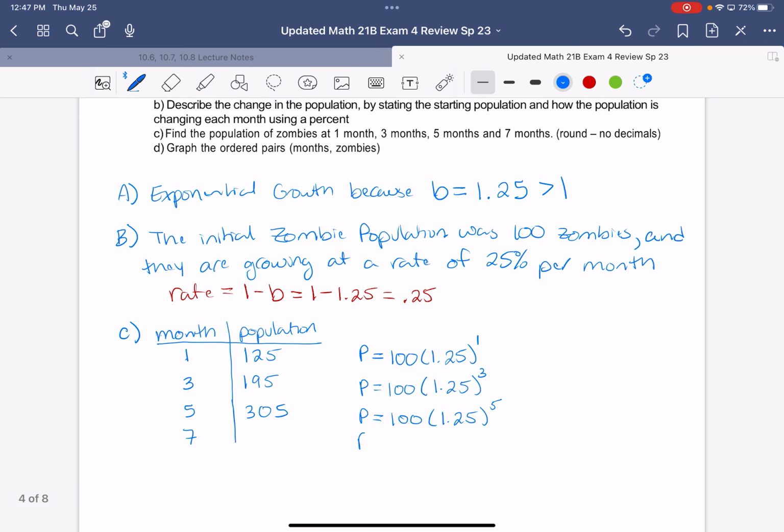And lastly, P equals 100 times 1.25 to the power of 7. That's giving me 477. Any questions on part C? So we're just plugging in the month values given individually into the equation.